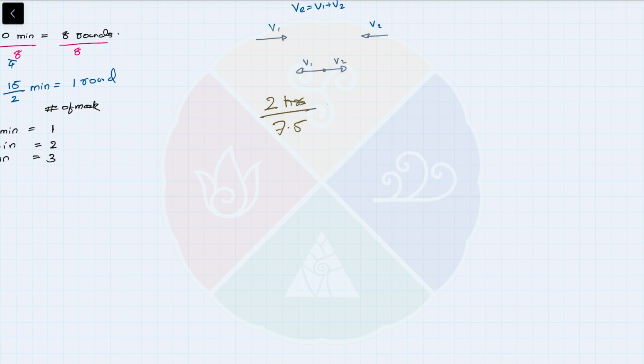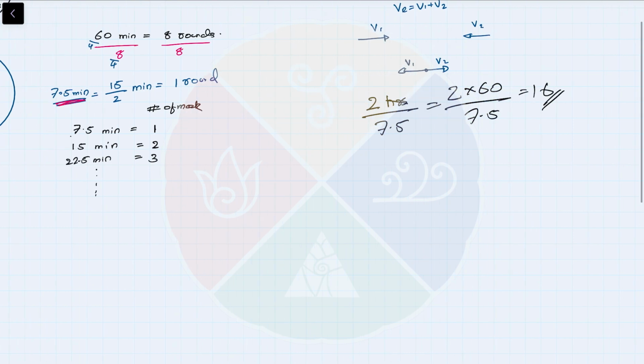it's actually hours. I have to convert that into minutes. 2 into 60 divided by 7.5. Yes, 2 into 60 divided by 7.5 is 16. So basically, after 60 minutes, 60 minutes is, yes, 16 times 7.5 minutes. They will meet 16 times.